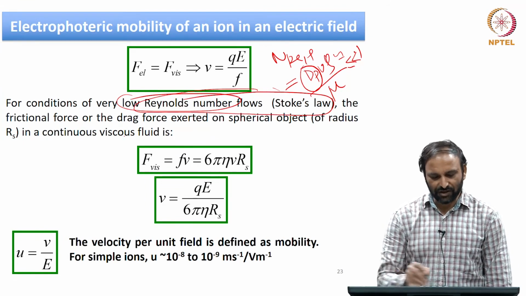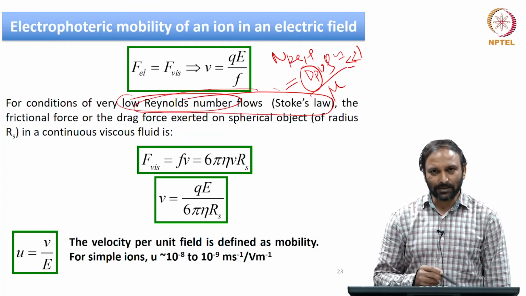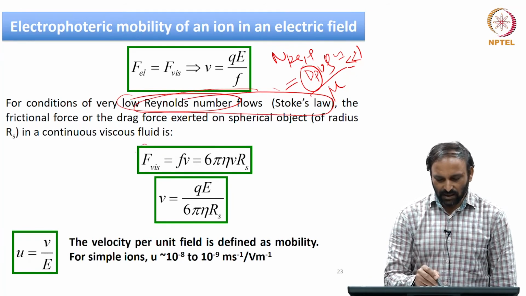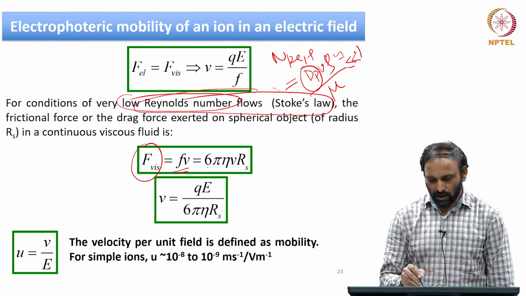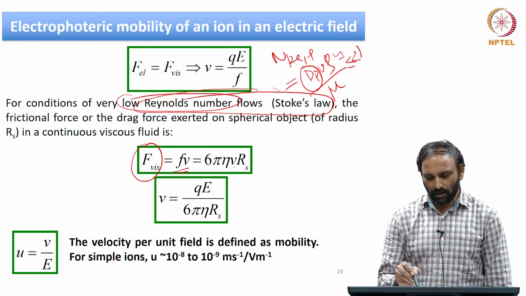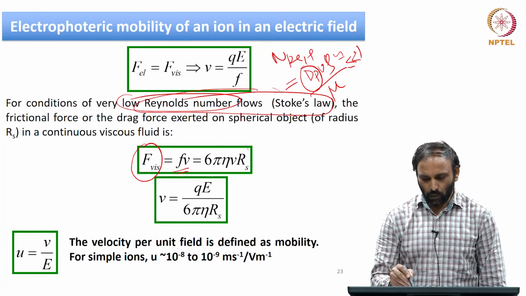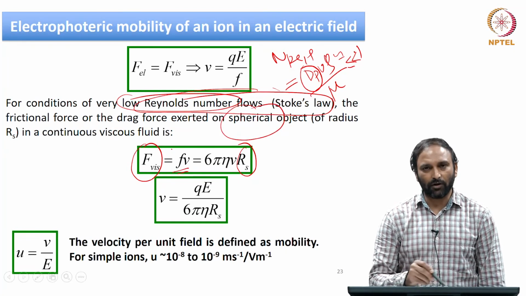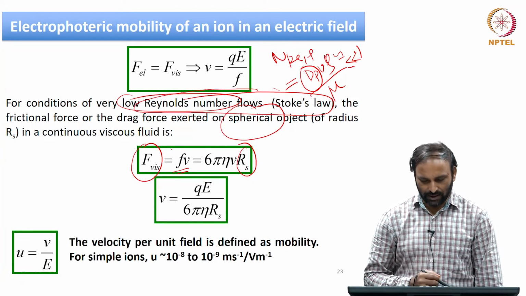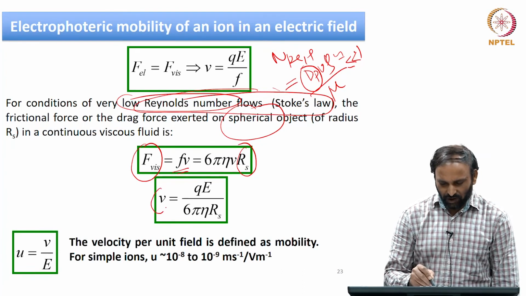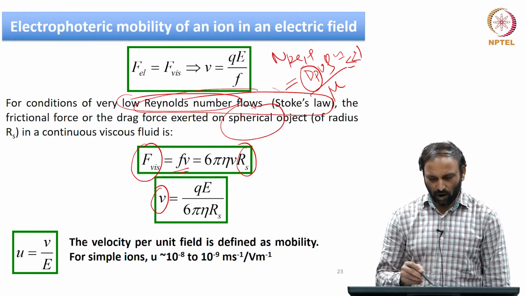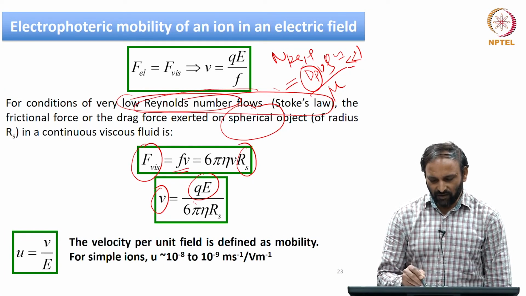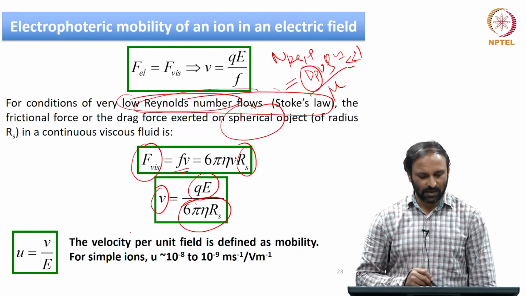Therefore, the friction force or the drag force experienced by the isolated ion is given by F viscous equals f v equals 6 pi eta v times r_s, where r_s is the dimension of the spherical object or the isolated ion that we are considering. So, therefore, the velocity with which the isolated ion is moving is given by q times E divided by 6 pi eta times r_s.